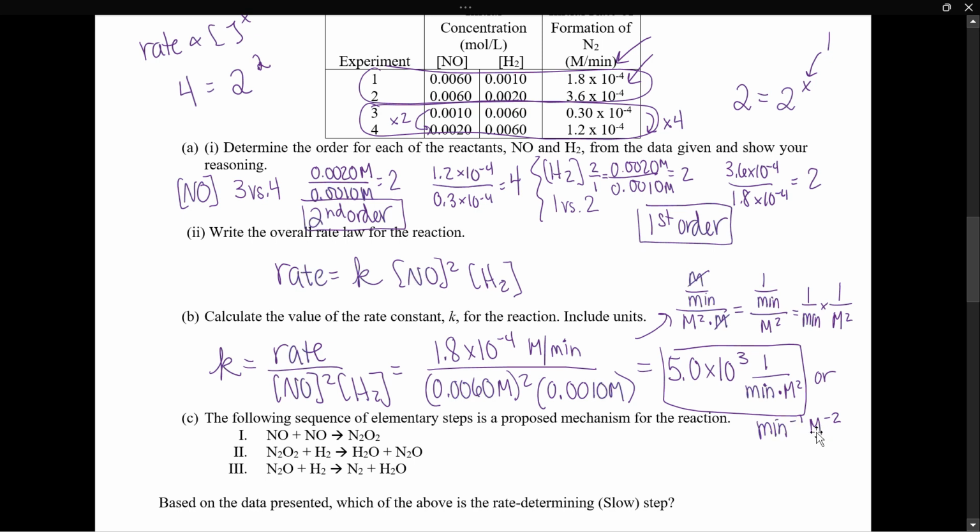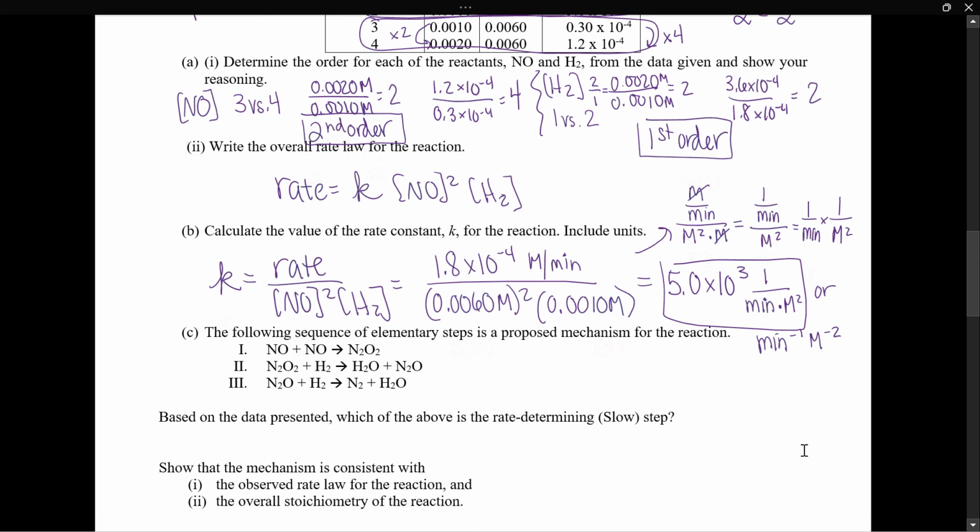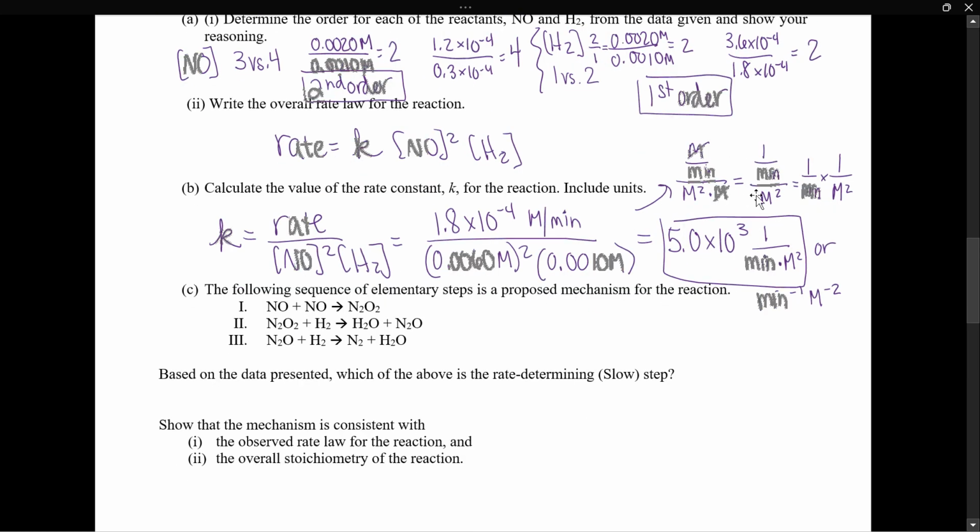So minutes to the minus 1 and molarity to the minus 2. That just means that these things would be on the bottom of a fraction. So whatever you prefer in terms of writing the units works out there. But notice how we're just doing some algebra again to solve for what our units are. Look for things that cancel, or molarity times molarity is molarity squared. We're just looking to simplify things.